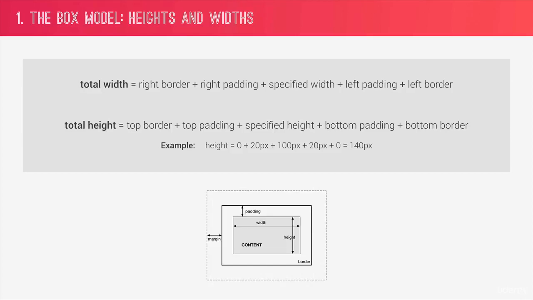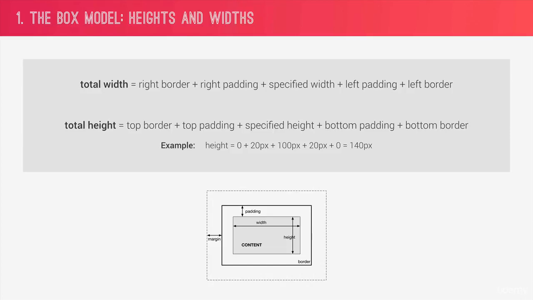So, the width of a box, as we will see in the final layout, is defined by the right border plus the right padding plus the specified width plus the left padding plus the left border. And the same logic, of course, applies for the height of the box. But let's look at a quick example to make this more clear. Suppose we define the height for an element of 100 pixels and a padding to the top and bottom of 20 pixels. So the final height, as displayed on the website, would be 140 pixels.